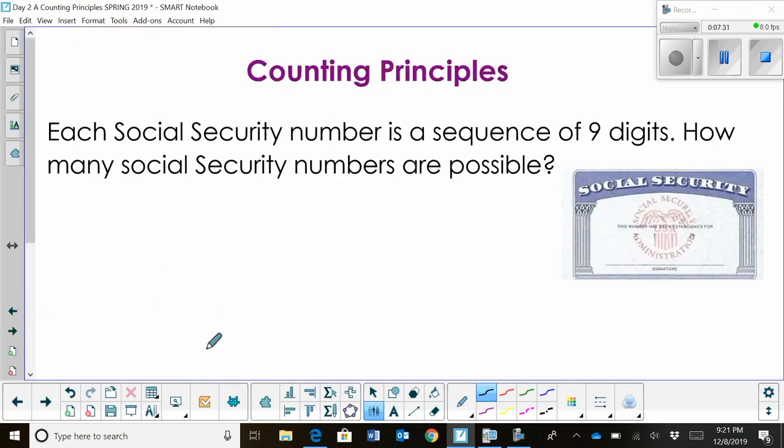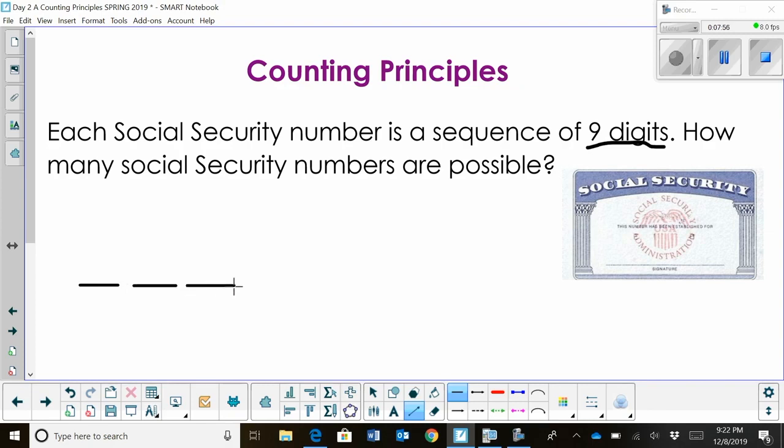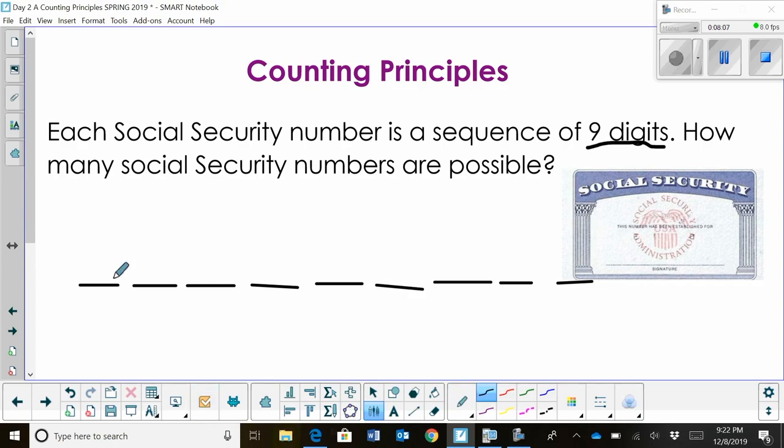So let's look at a couple other counting principles. Okay, we've got a Social Security number. I think most of you have a Social Security number, and there are 9 digits in that number. How many Social Security numbers are possible? Well, you have to think, how many events do I have going on? I have 9 events, one for each digit. So 1, 2, 3, 4, 5, 6, 7, 8, 9. Then you are going to multiply all these events together.